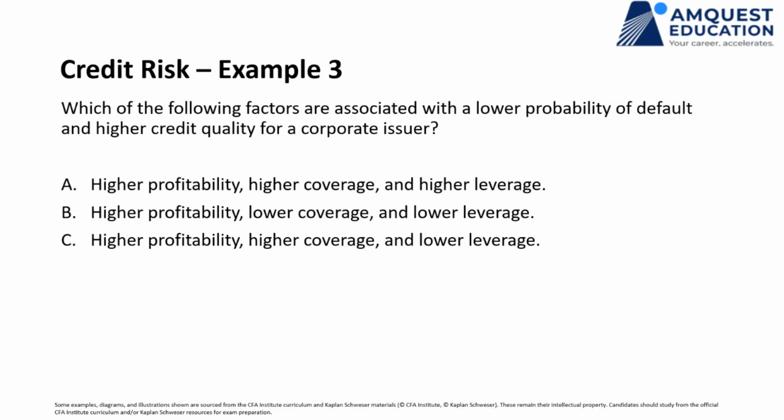Which of the following factors are associated with lower probability of default and higher credit quality for the issuer? Oh, this is easy. I think this is more of a qualitative question. Look, if all of them have high profitabilities, that is not your deciding factor. If high credit quality is what we are looking at and low probability of default, what are the numbers that we need? The answer typically would be low leverage.